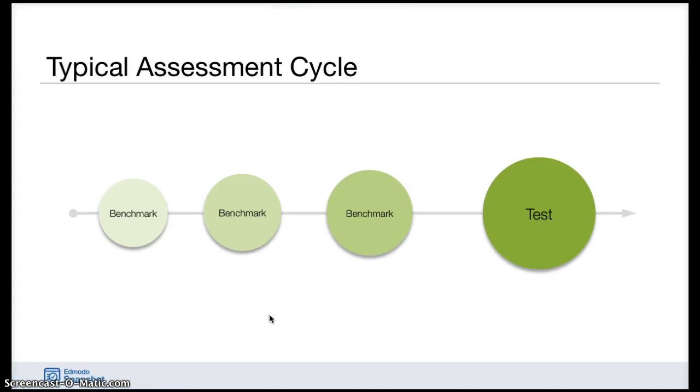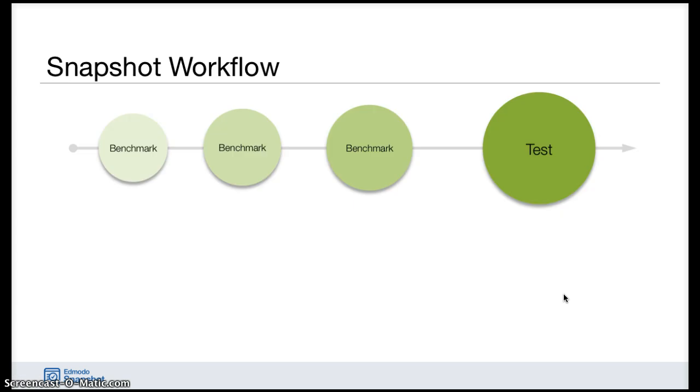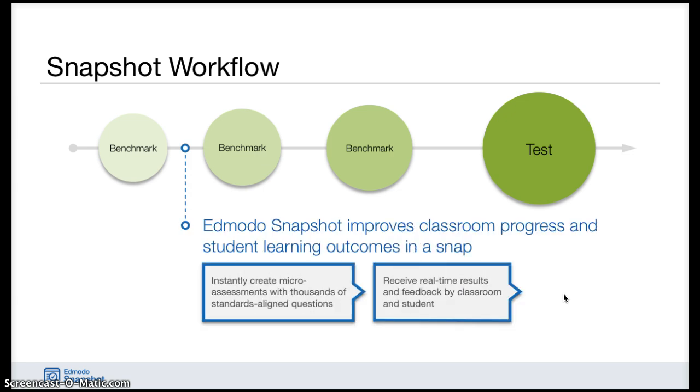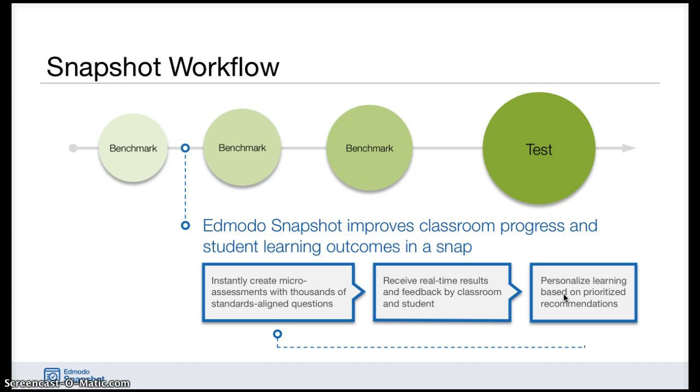At this point, a typical assessment schedule for a school may be that you have several benchmarks set up, and then at the end of the term or school year, there's a large high-stakes test, like our standardized testing. Well, Edmodo Snapshot would work in between these benchmarks and that high-stakes test to test student progress. So like the name says, it gives you a snapshot of where your students are at.